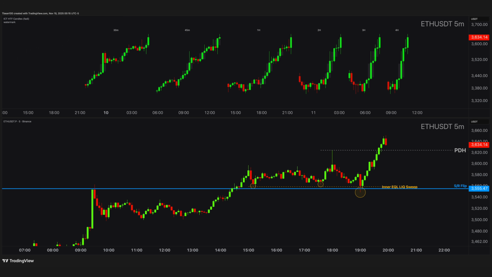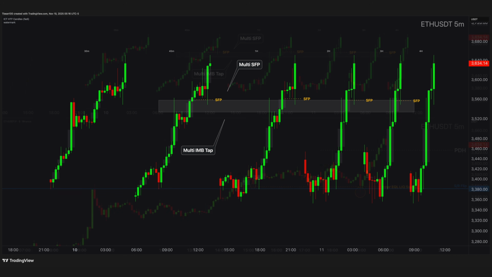Now let's move over to the higher time frames, mainly focusing on the hourly charts. Notice the significant multi-imbalance zone, which forms exactly at the same spot where our inner equal low was swept. At the same time, you can clearly see that we have multiple swing failure patterns supporting our trade. So if you zoom in carefully on the higher time frame, that is what you will notice. The earlier low time frame price action we talked about all happened right within this area.